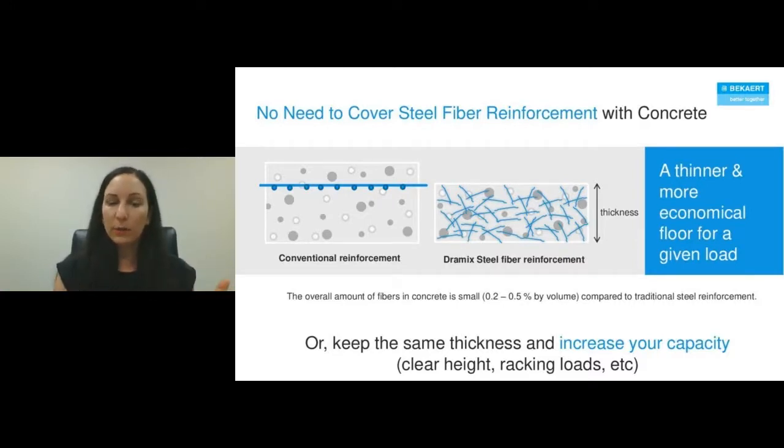Or in a different way of looking at it, you could keep the same slab depth and increase the capacity of that flooring system. So for example, in a warehouse, you might go from a 32 or 36 foot clear height to a 40 foot clear height with the same slab thickness, but now using Dramix. So it's just different ways of approaching how you use that solution.